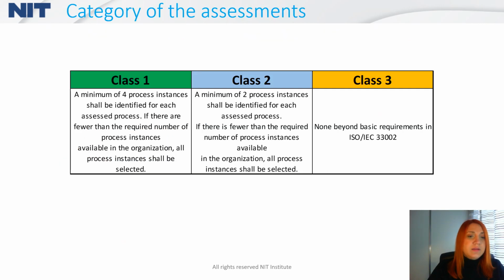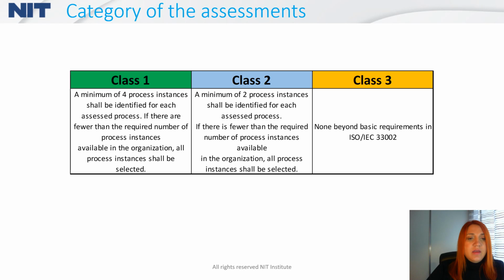Now let's talk about categories of the assessments. Depending on the number of process instances, the assessments are divided into 3 classes. Class 1 needs a minimum of 4 process instances for each assessed process. For class 2, we will need at minimum 2 process instances. For class 3, there are no requirements beyond the basic requirements of the standard.